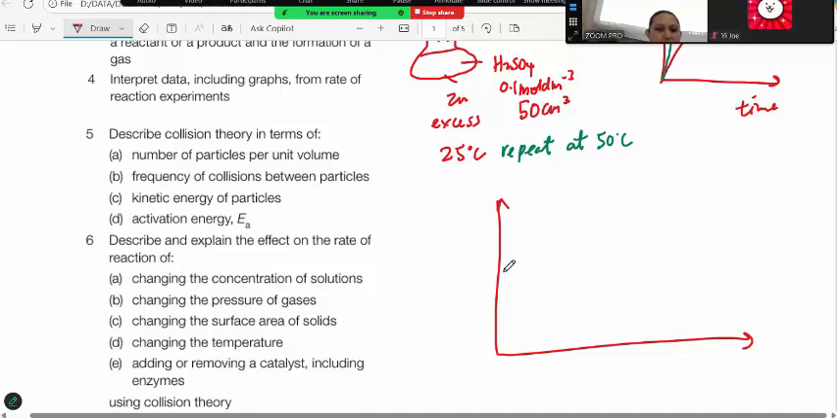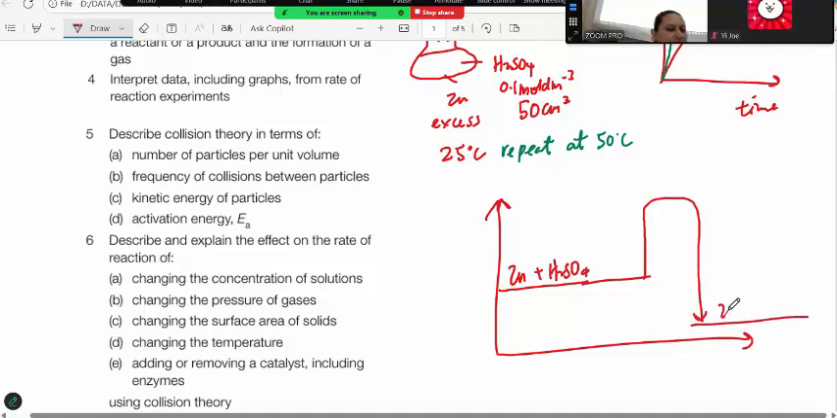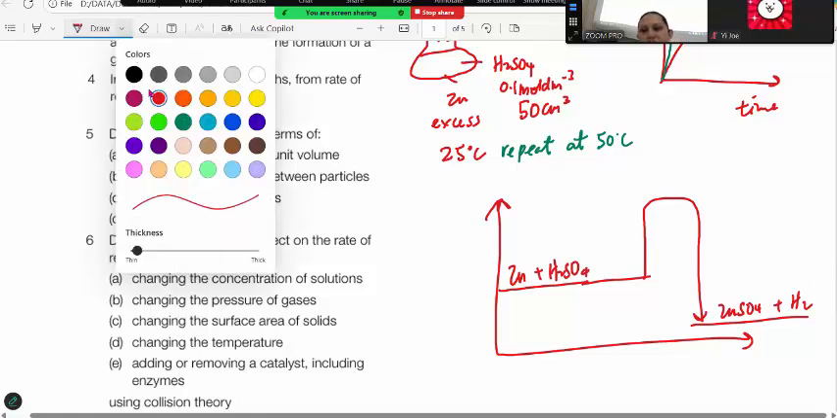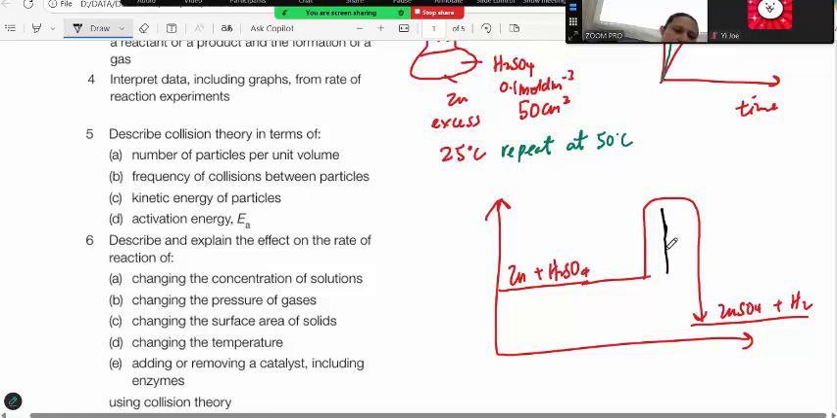Let's say an endothermic or exothermic reaction, same thing. Let's say zinc and sulfuric acid. This is the energy in and then out and then product, right? So the activation energy will be where? Here. This energy going in is the EA.